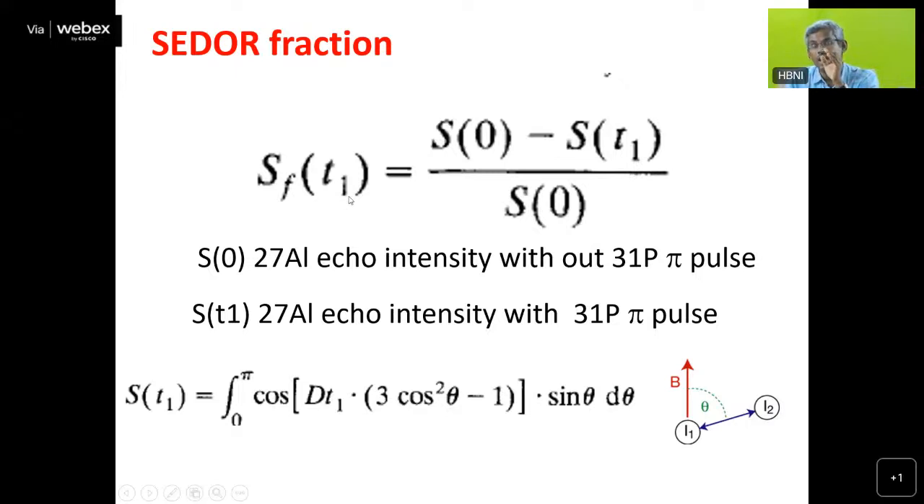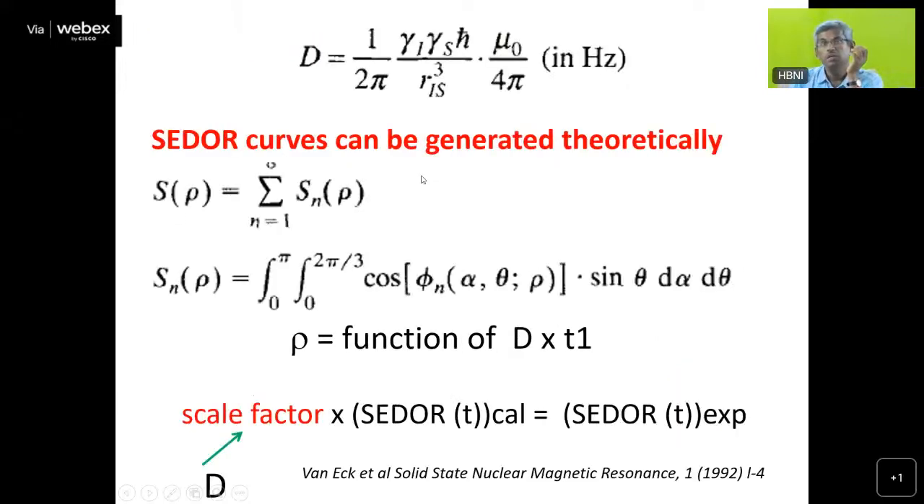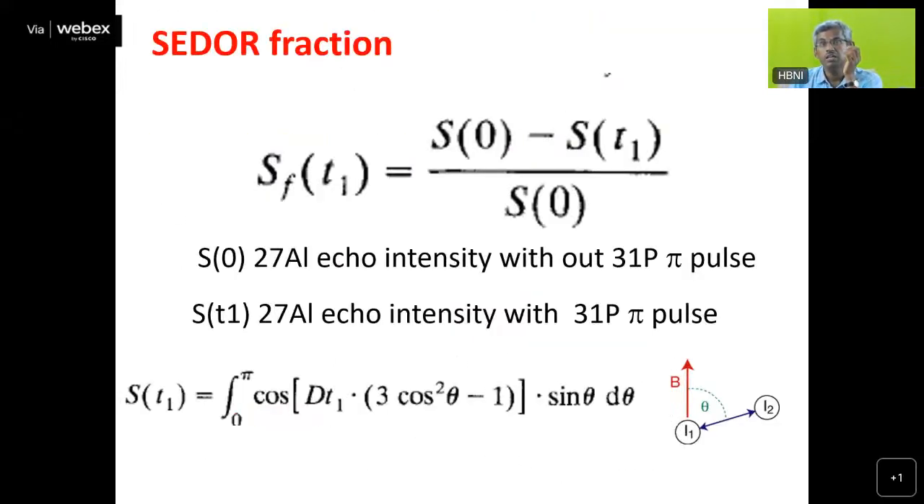Okay, and this SEDOR fraction you can plot as a function of T1, correct? So in principle, you should see a change, correct? S0 is nothing but the signal intensity without any pi pulse, and S(T1) is the aluminum echo intensity with a 31P pi pulse. So this is nothing but an experimental parameter.